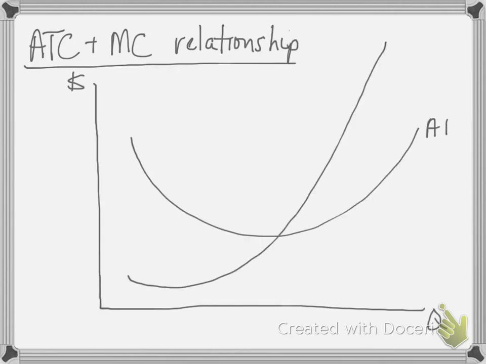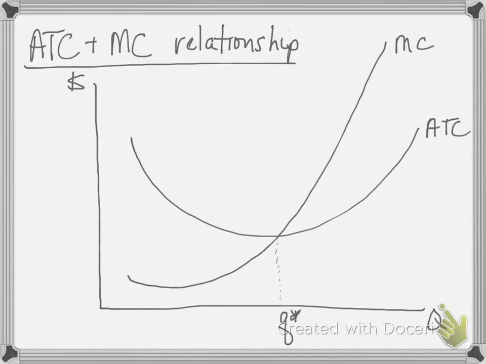Alright, in this screencast we're going to explore a little more closely the relationship between average total cost and the marginal cost. So in a previous screencast I mentioned that the marginal cost curve, the Nike swoosh, always intersects or meets or crosses the average total cost curve at its minimum. Mathematically, that has to happen.